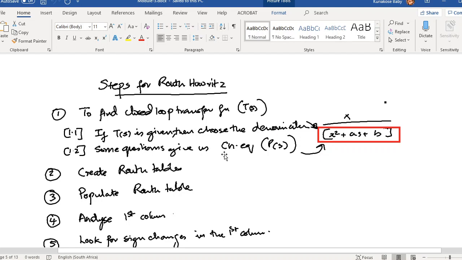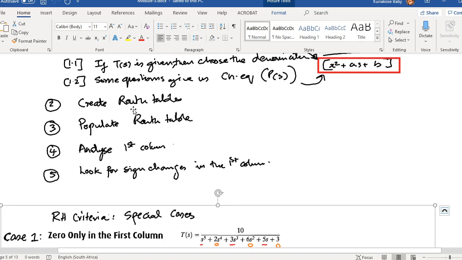Now, some questions give us the characteristic equation from the start, so then we can directly use that characteristic equation. But in cases where you're given the open loop transfer function, we first need to calculate the closed loop transfer function before we can do the Routh Hurwitz criterion. Second step is to create the Routh table. Then we need to populate the Routh table using our Cramer's rule. Then we need to analyze the first column and look for sign changes in the first column.